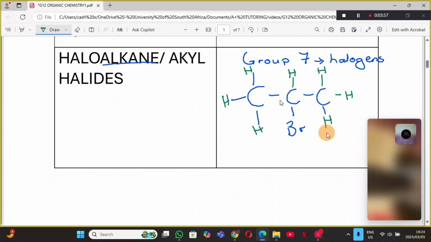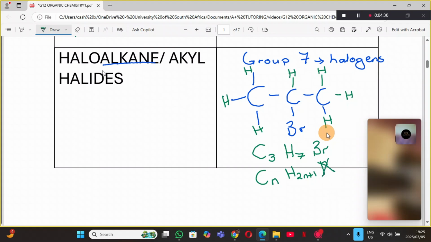We have how many C's? 3 C's. And H? 1, 2, 3, 4, 5, 7. 7 H. And then we have our Br, right? So we know this is Cn, and this is 2n plus 1, and then your halogen, which is normally represented as an X.